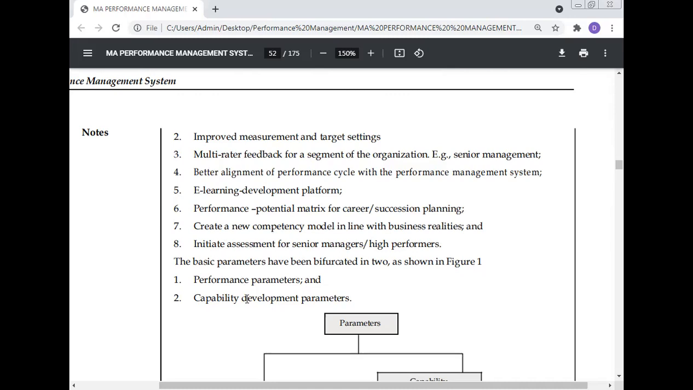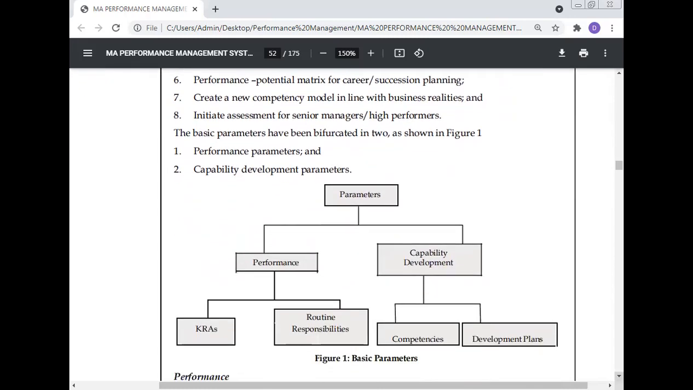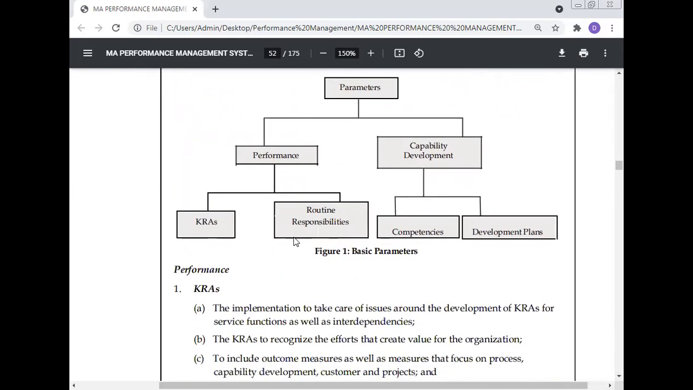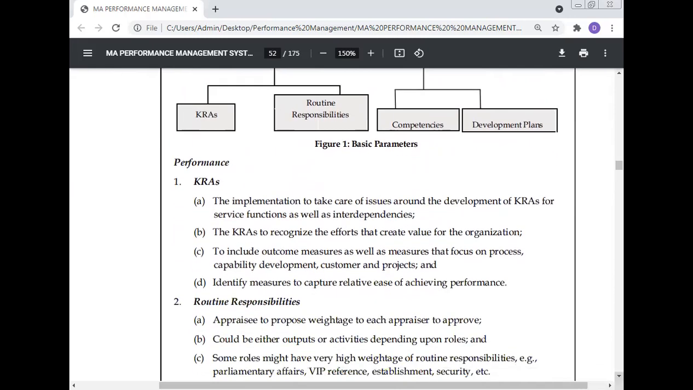The basic parameters have been bifurcated as shown in the figure: performance parameter and capability development parameter. Performance is there, capability development is there. KRA is there, routine responsibility is there, competency is there, development plans are there. These are the basic parameters.